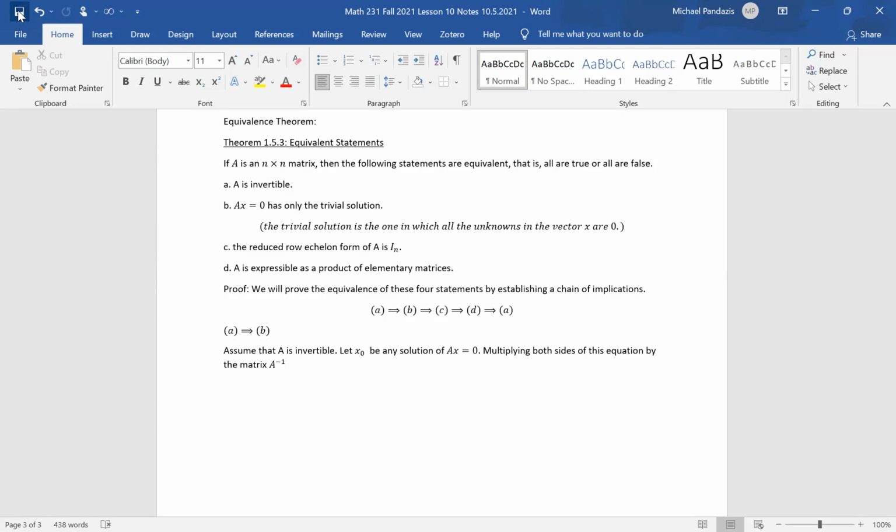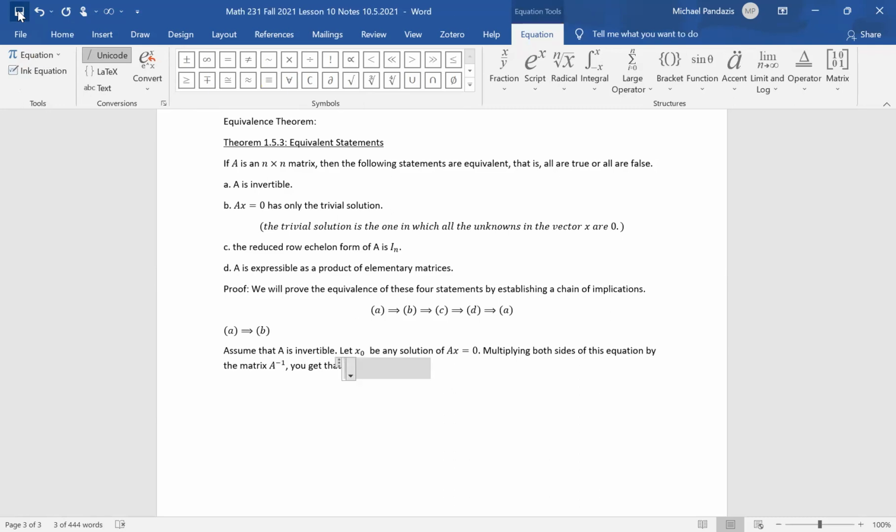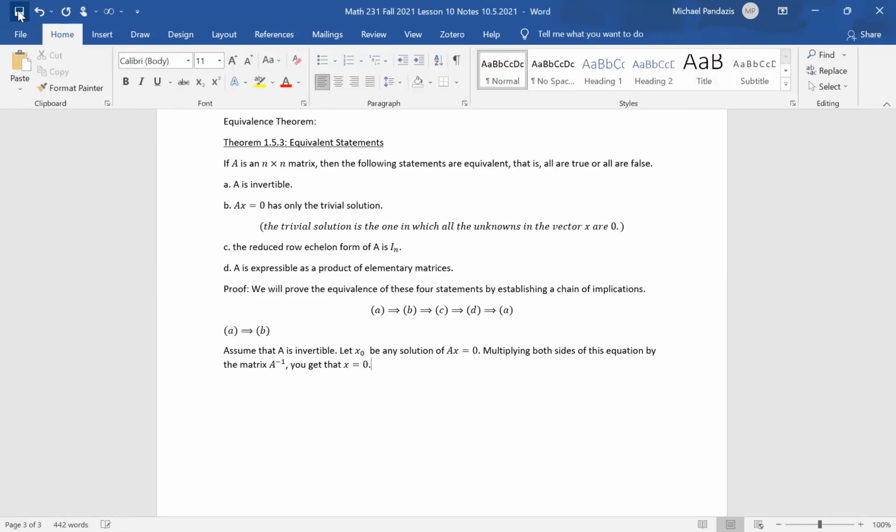Okay, so multiplying both sides of this equation by A inverse, you get that, well, if you multiply the left side by A inverse, then the left side is x. If you multiply the right side by A inverse, it's still 0. You get that x equals 0. Well, you get that x naught equals 0.